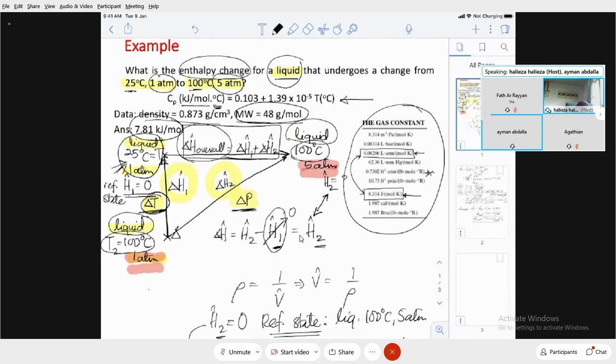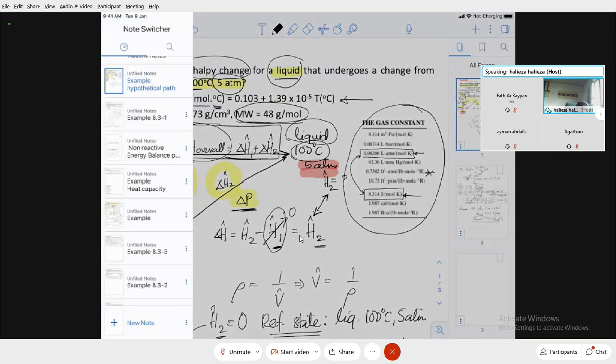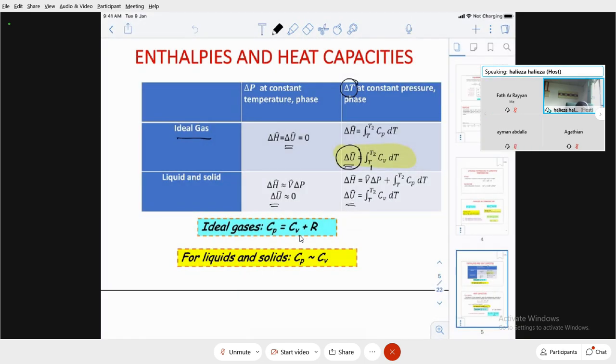Okay, let's go back to our table. Change in pressure for gas: the internal energy change is 0 for gas, and for liquid as well. So I can ignore it completely? Yes, but don't just ignore it; you need to write down that change of internal energy equals 0. You cannot completely ignore it without writing anything. Okay, that's it. Thank you. Welcome, Ayman. Any other questions?